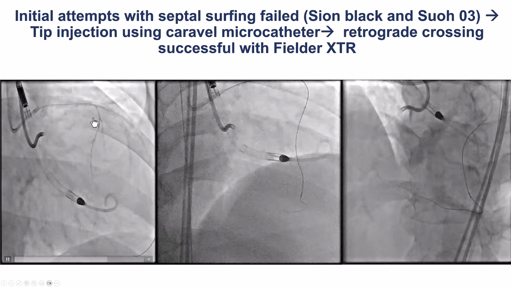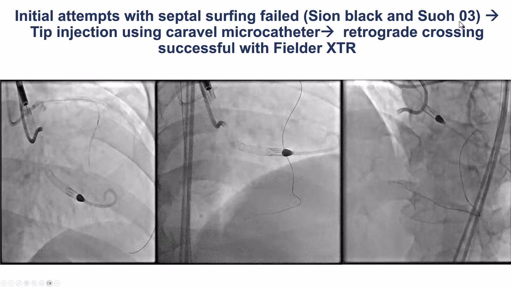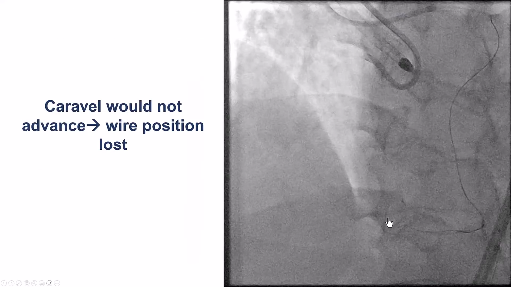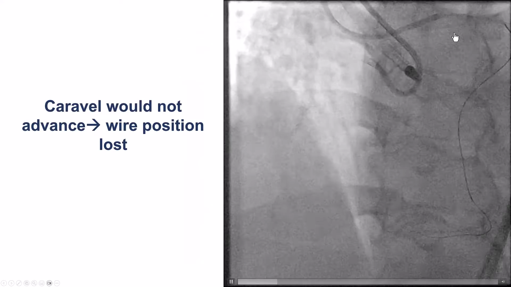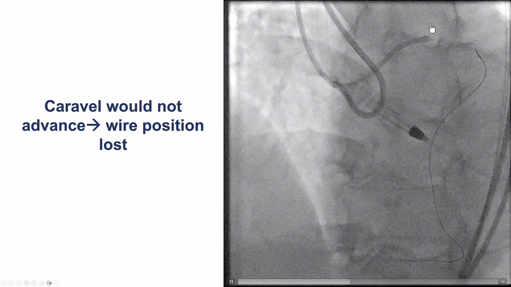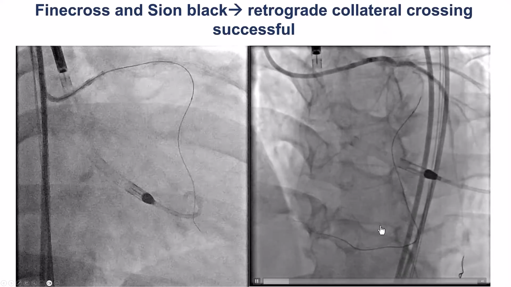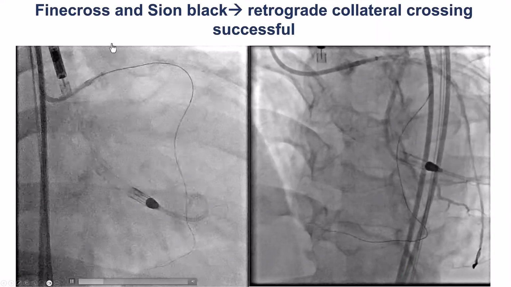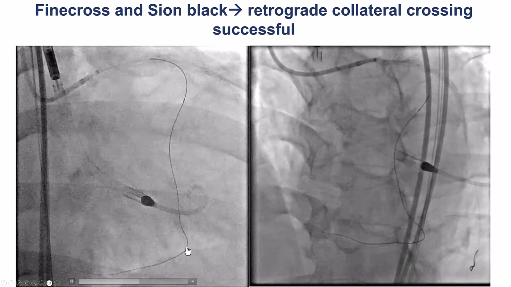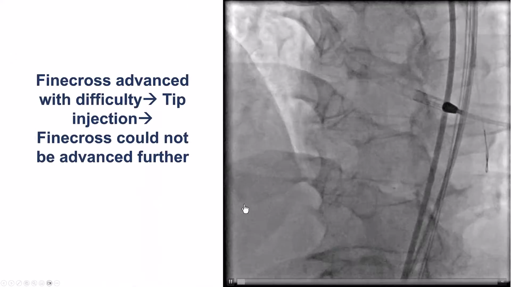We inserted a Caravel microcatheter to the first septal and did attempts for surfing. It didn't work initially with Sion Black and SUOH 03, but eventually we were able to cross with the Filter XTR. However, we had difficulty advancing the Caravel microcatheter. There was a previous stent in the LAD, and the wire position was lost. We then advanced a FineCross and a Sion Black, and we were once again successful in going into the PDA.